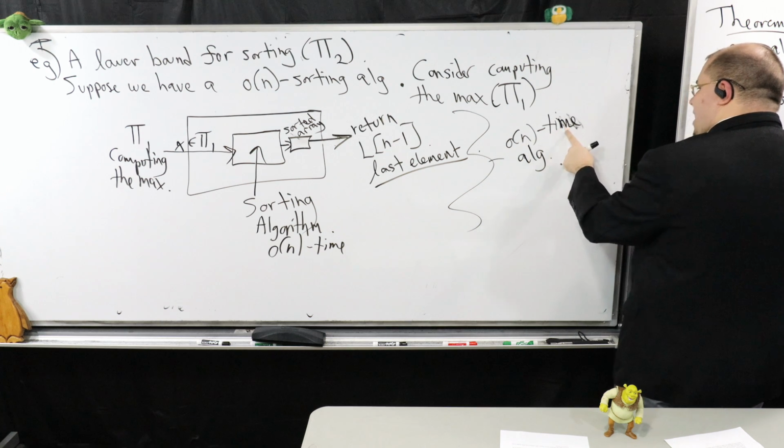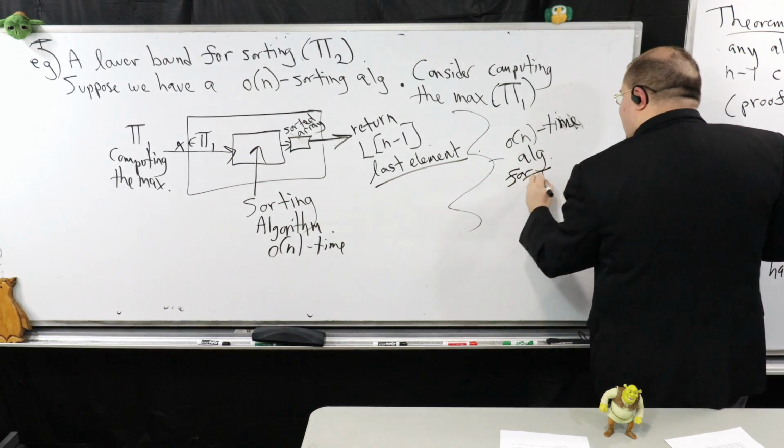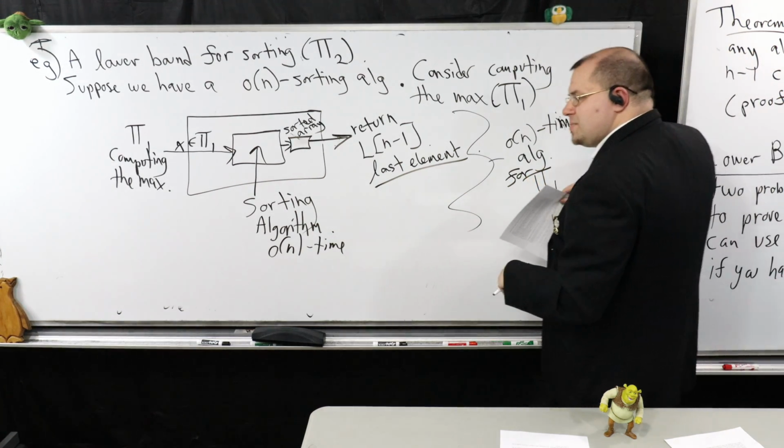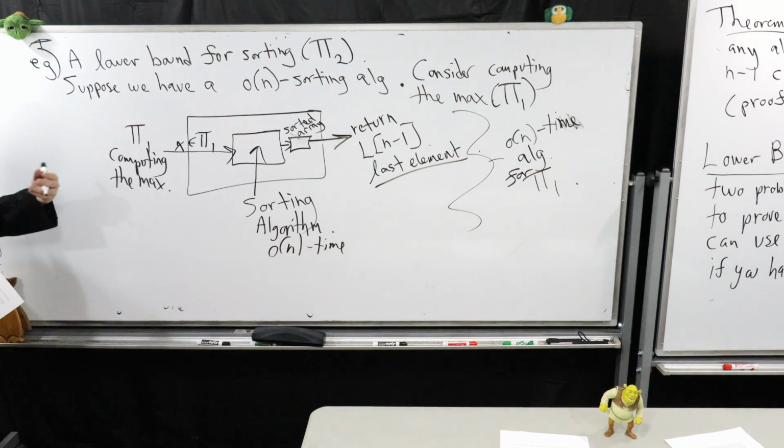Little o of n time algorithm for pi 1, right? Why? Because it sorts it, and then you select the last position because that simply is the largest element.